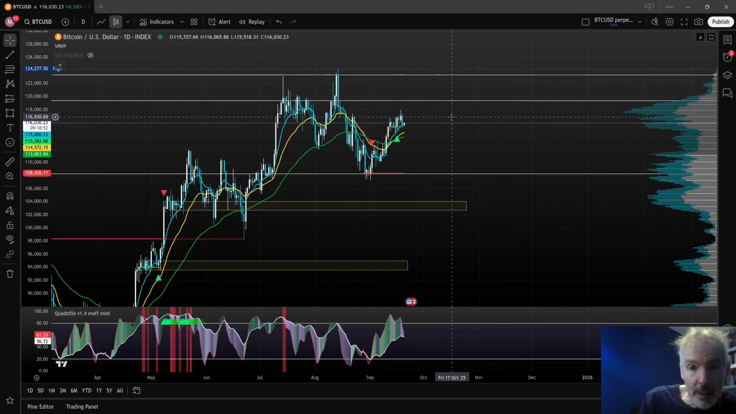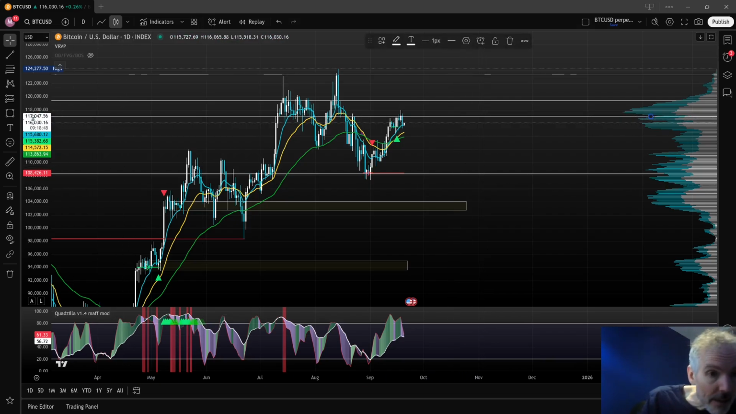So let's draw in there as well. That is at 117. Price is currently at 116. Almost bang on 116 there. We've got this range playing.